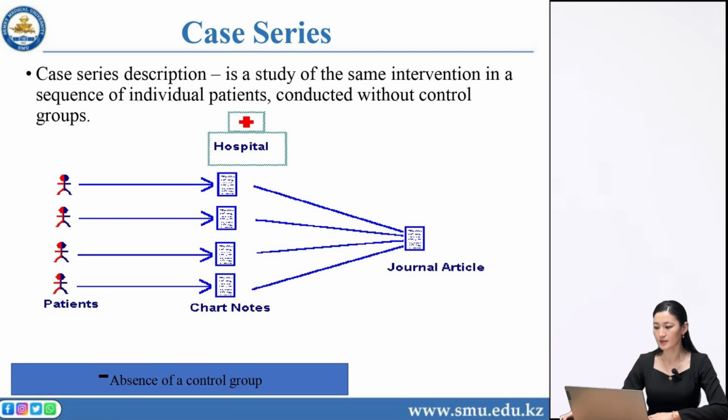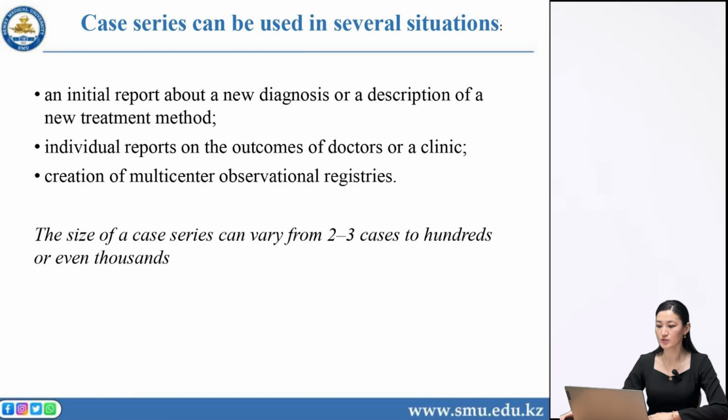Here you can see a scheme of case series studies. There are 4 patients here, and in the hospital, the doctor will collect their anamnesis and write one article in a medical journal. Case series can be used in several situations: an initial report about a new diagnosis or a description of a new treatment method; individual reports of the outcomes of doctors or clinics; and creation of multi-center observational registers. The size of a case series can vary from 2-3 cases to hundreds or even thousands.